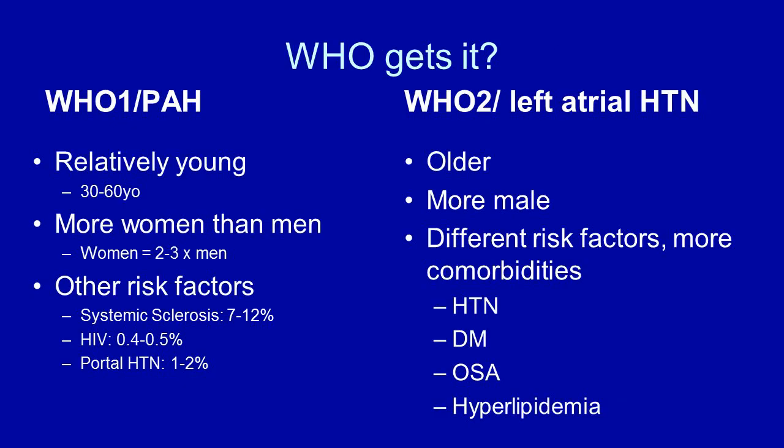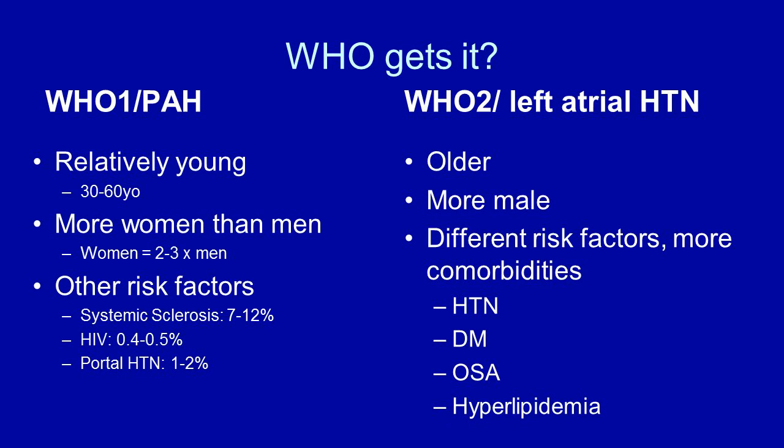As I said, the people who get WHO group 1 or PAH tend to differ from people who have left atrial hypertension. People who have PAH tend to be younger on average. The median age is somewhere around 45 years old. And women tend to be affected more often than men. In most cohorts, their rate is about 2 to 3 times higher than the men.